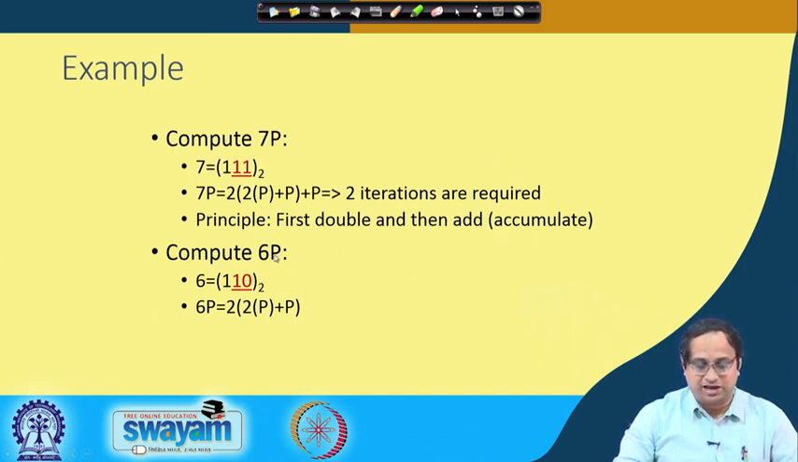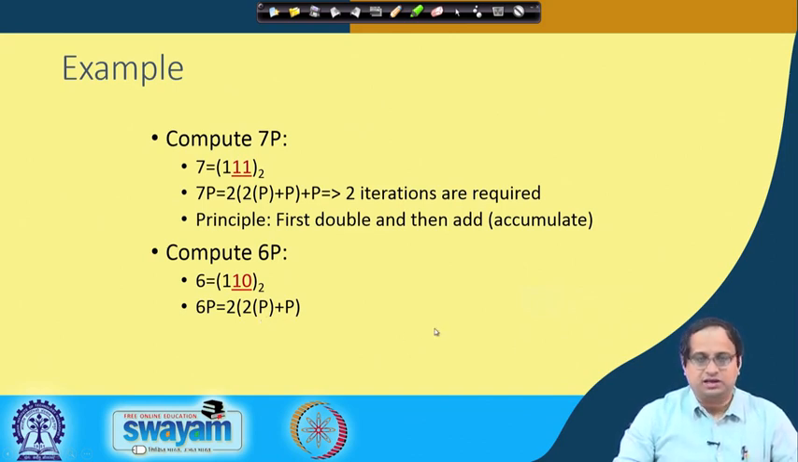If I likewise want to calculate 6p, so 6p is 1 1 0. Here, because of this 1, I will do 2 into p plus p, but since this is 0, I now only do a doubling and I do not do an addition. So I get 2p plus p is 3p, into 2 is 6p.